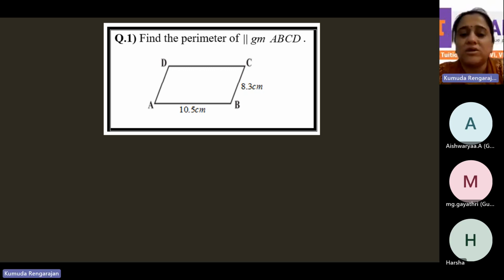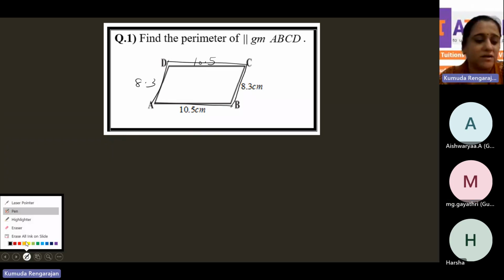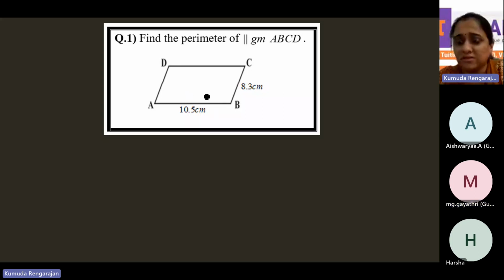So here is a parallelogram ABCD. We need to find the perimeter of the parallelogram ABCD. We know that in a parallelogram, both pairs of opposite sides are equal. So if this is 10.5, this is also 10.5, and 8.3, 8.3. Correct? So how do you find the perimeter now? 10.5 plus 8.3 plus 10.5 plus 8.3. Perimeter is nothing but the sum of the lengths of the four sides of the quadrilateral.